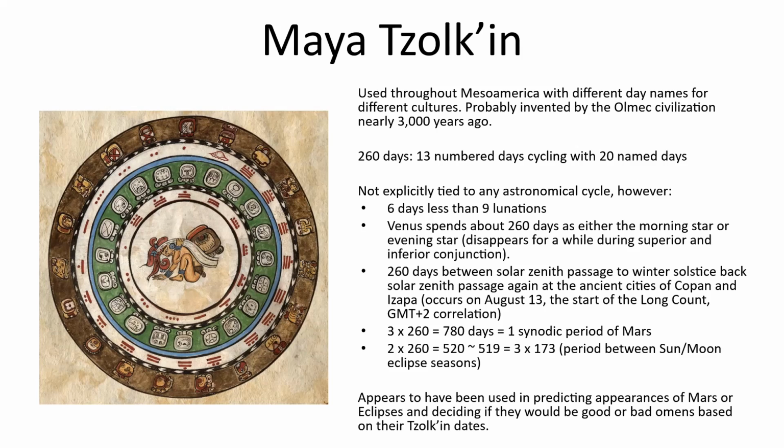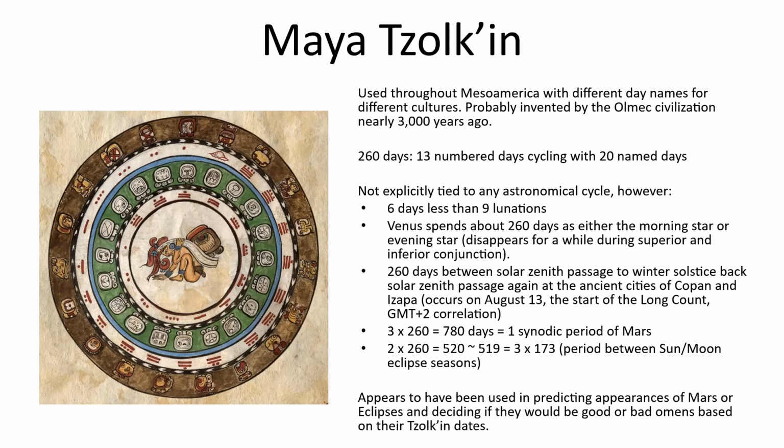It is a calendar that has 260 days in it, and it's a cycle of 13 numbered days and 20 named days. And so that gives you your 260 total days. As I mentioned, it's not explicitly tied to any astronomical cycles other than, of course, a day. But it is noteworthy of a few things that I'll point out: it's just 6 days shy of 9 lunar months. There's also an important connection with Venus. Venus is fairly important in Maya mythology, and Venus spends roughly 260 days on either side of the sun as either the morning star or the evening star.